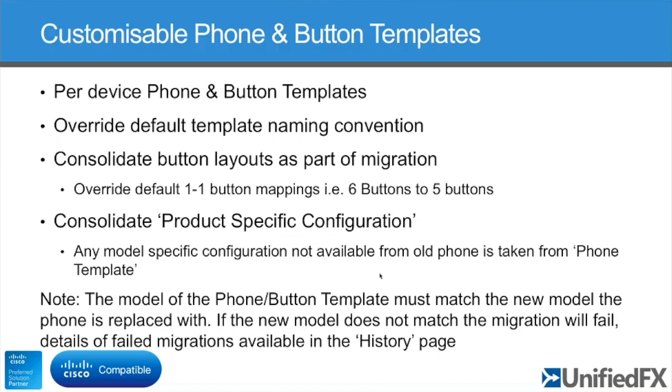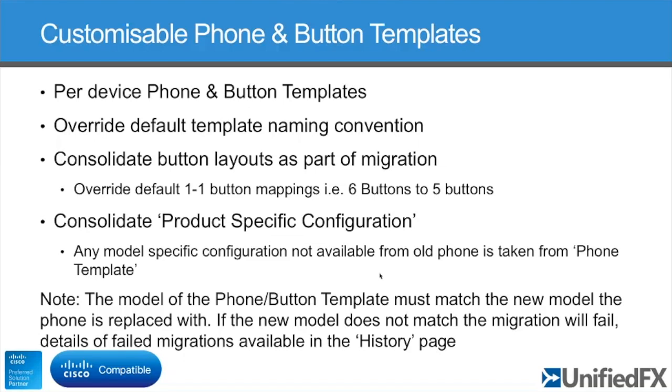Now, you can always use things like a common phone profile, which are a more consistent way of doing it. But if for any reason you just want to go down to an individual device level and set specific product configurations, you can now do that, because if you go to your migration phone template and in the product specific configuration setting, anything you set there that doesn't exist on the old phone will now get pulled from that phone template that you specify. So you've got complete control over that section as well.